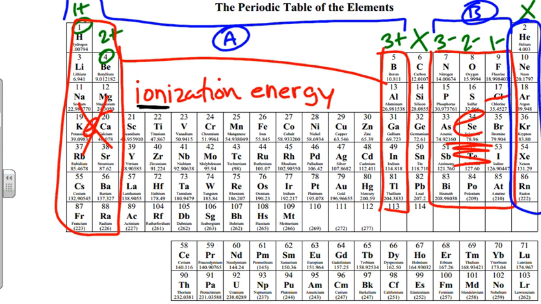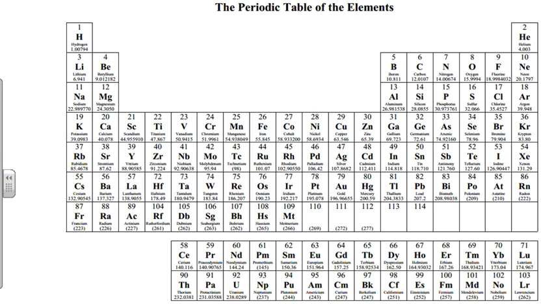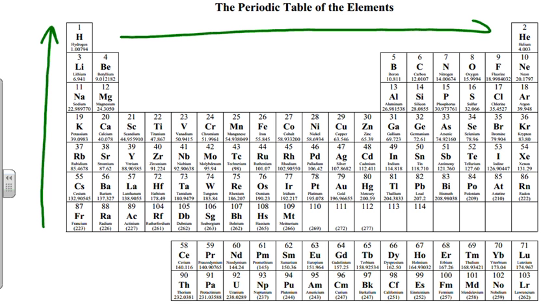But non-metals usually are going to have higher ionization energies than metals, because metals want to get rid of the electrons and non-metals want to keep electrons, and in fact want more electrons. So the overall trend as far as how it's arranged on the periodic table, ionization energy tends to increase as you go up a group and as you go across a period.